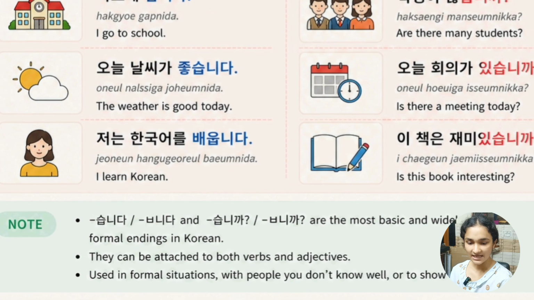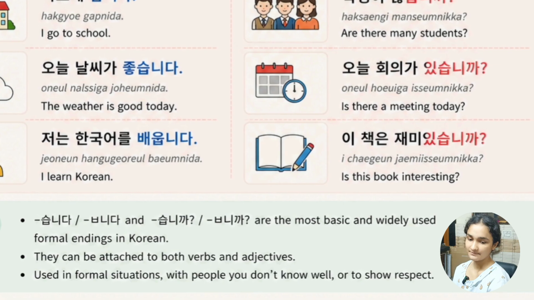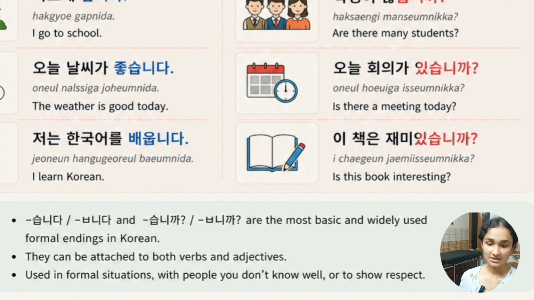Now remember that 습니다, 배웁니다, and 습니까 and 배웁니까 are the two most basic and widely used formal endings in Korean, and they can be attached both to verbs as well as adjectives, and also they're used in formal questions, like formal situations, formal questions or formal answers, if you're talking with an older person or any stranger, someone you do not know well or like to show respect.